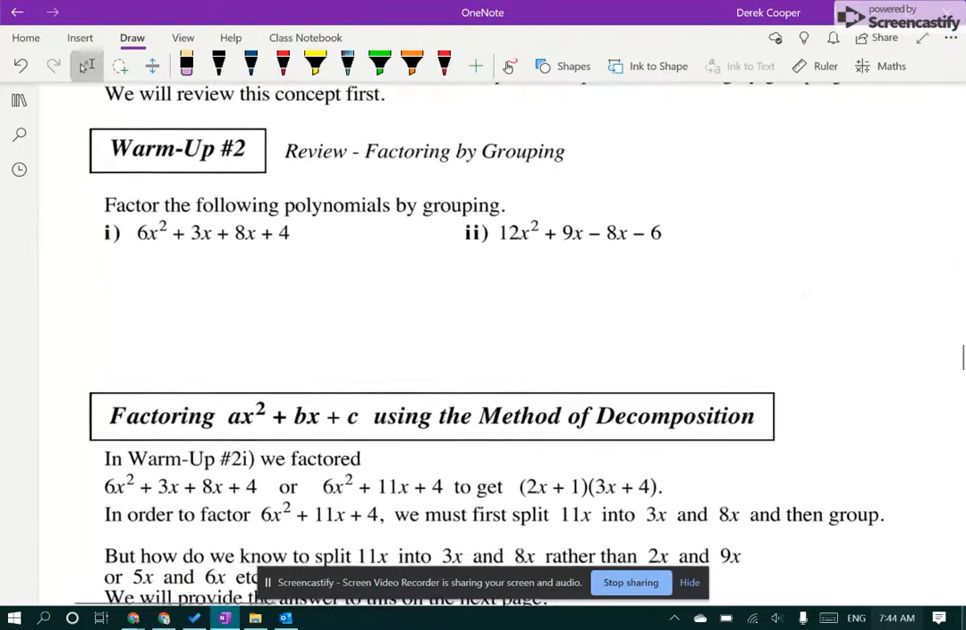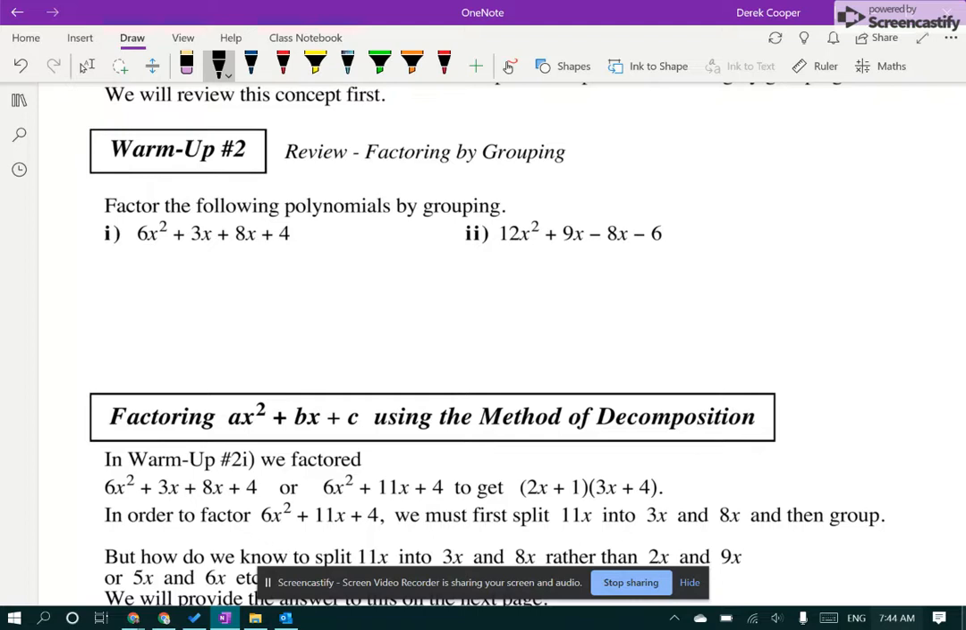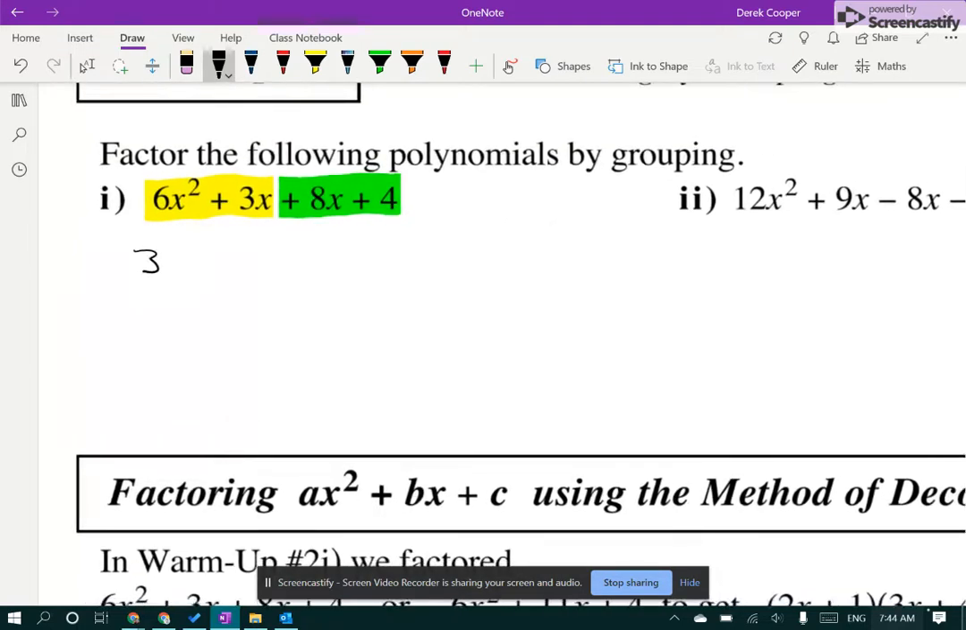We've done grouping before in past ones where we said, okay, we're going to group one side of our equation. We're going to group everything on this side, and everything on this side, and we're going to factor those first. So let's do this one first. With 6x squared plus 3x, we're going to find the greatest common factor. In this case, it's 3, and the greatest common factor of x squared and x is x. So we're going to pull out the 3x, and that leaves us with 2x plus 1.